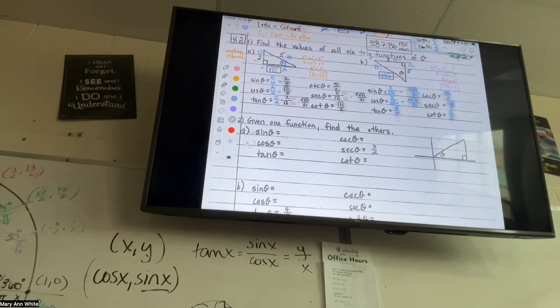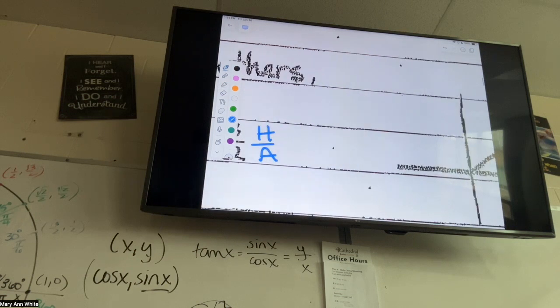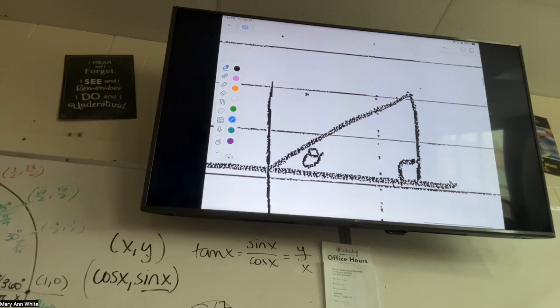On number 2, it says, given one function, find the others. And I have sine, cosine, tangent, cosecant, and cotangent are all blank. But it does give me a ratio for secant. Can you remind me, secant is what over what in terms of A and O and H? H over A, very good. So that's my H and that's my A. Do I have a triangle already drawn off to the side on this one? Amazing. So I'm going to label my hypotenuse as 3 and my adjacent as 2.